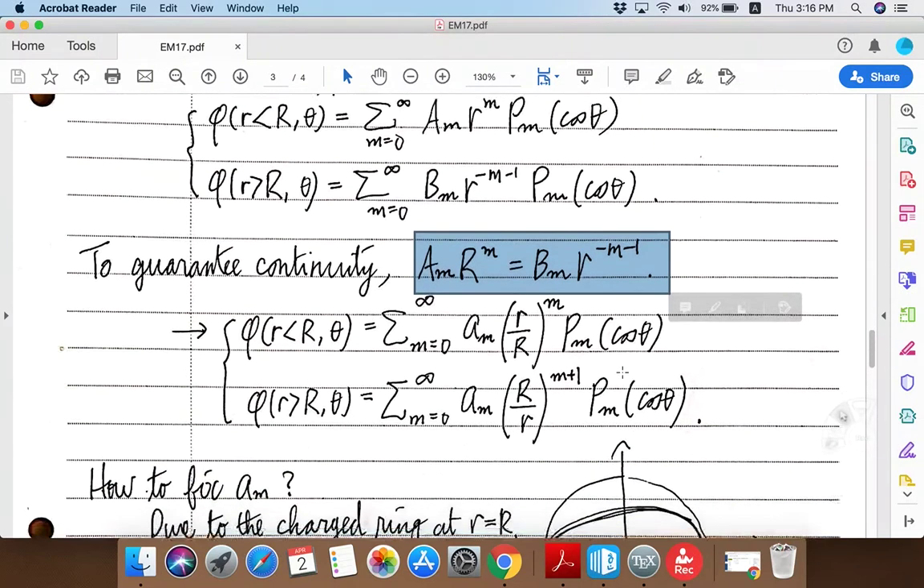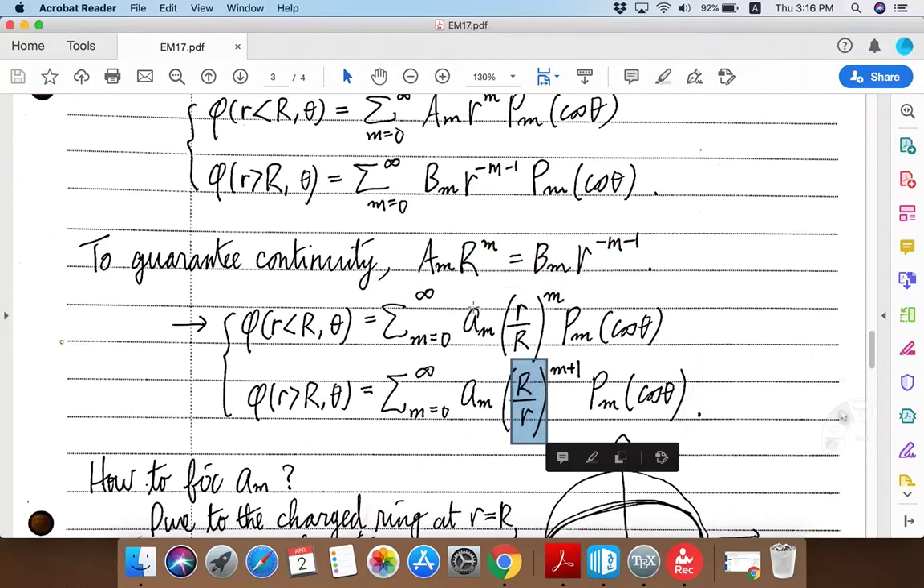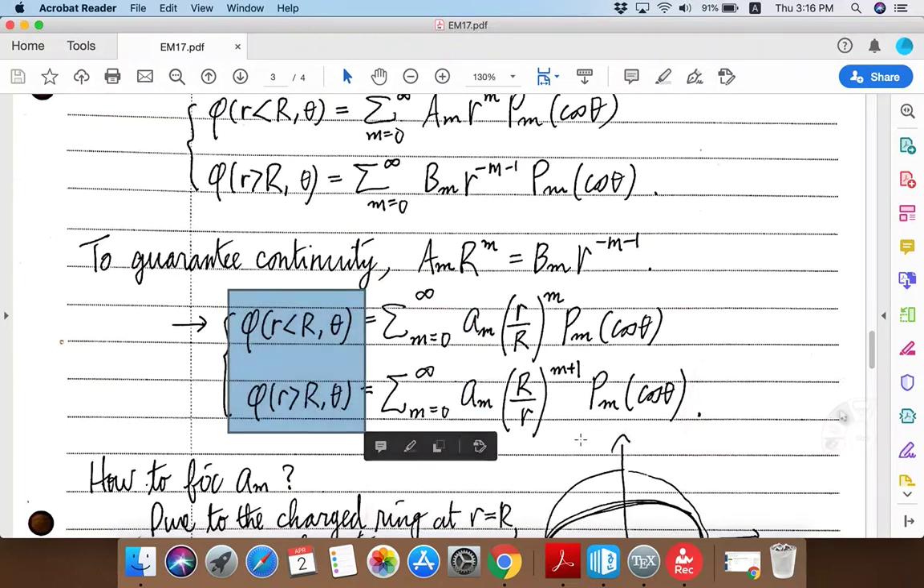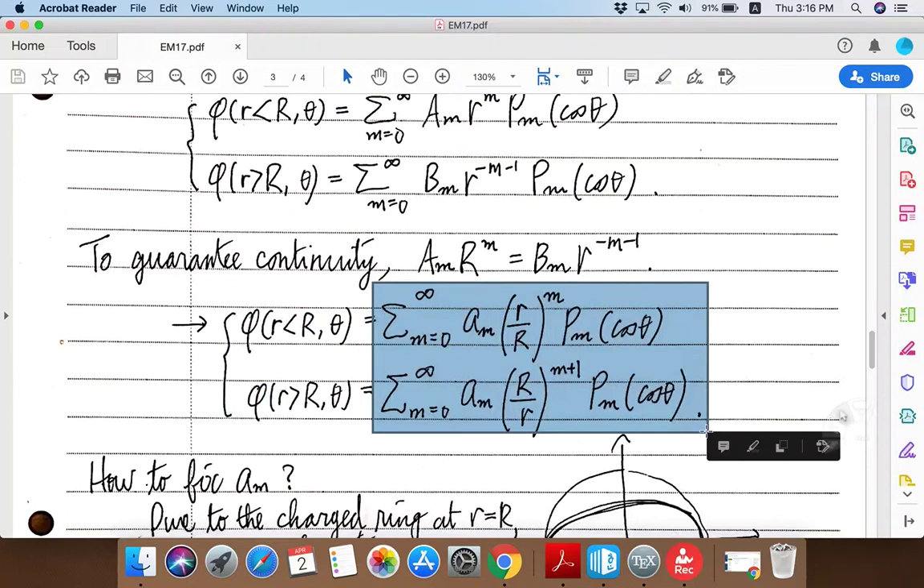Now, there's a pretty convenient way to ensure that this always happens. Instead of writing r to the m power, I write r over big R to the mth power, and I do the same thing here. Then I use the same coefficient a_m in both of these regions. This way you can see that when little r equals big R, these two expressions become identical, and therefore you have a continuity of the potential across that particular cutoff radius.